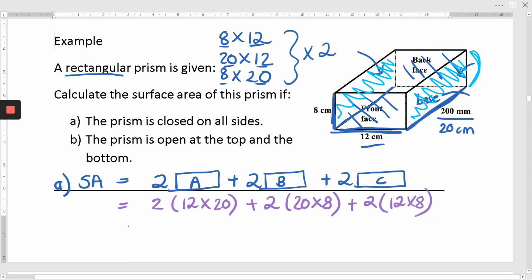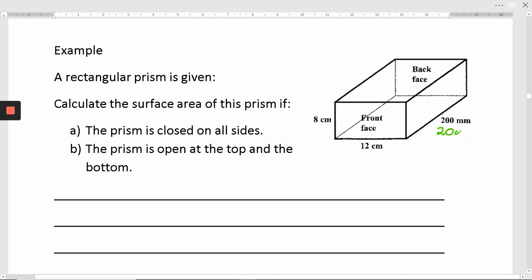And now I'm going to put in my calculations as I go. 12 times 20 times 2, that gets me to 480. This one over here is 320, and my 2 of the 8 by 12s is 192. My final answer for this, using method 1, is 992 square centimeters. Now let's look at doing it using the formula.